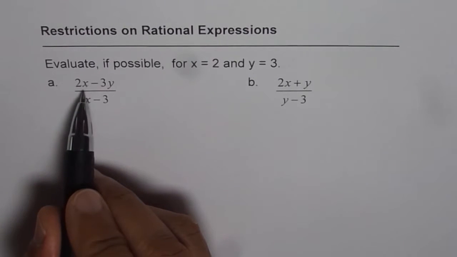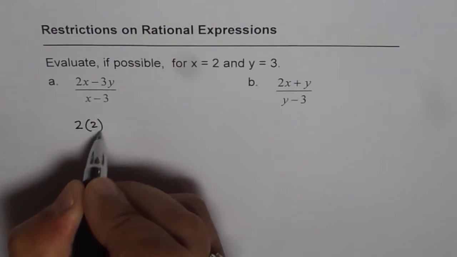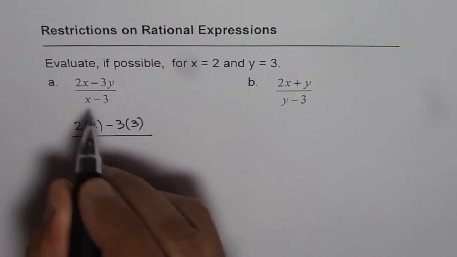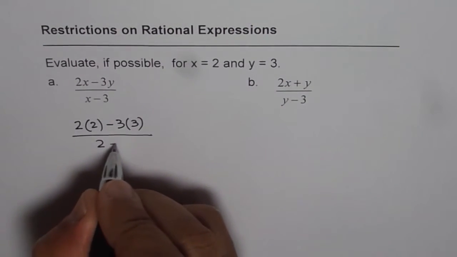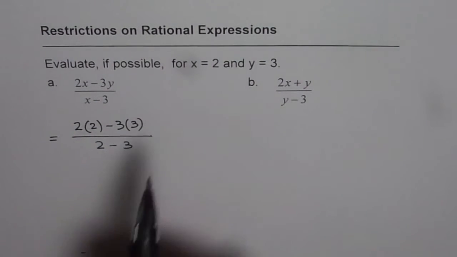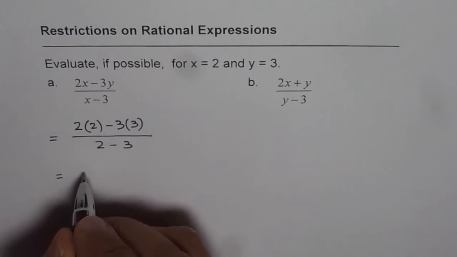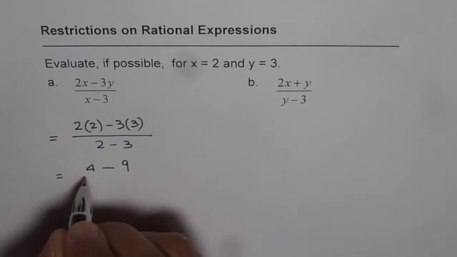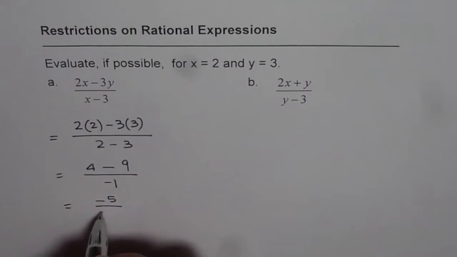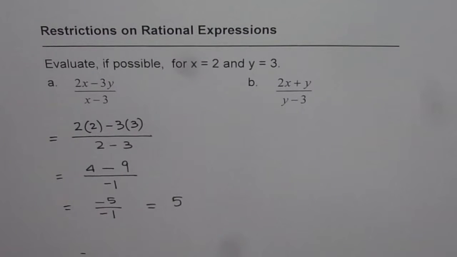Let's substitute x as 2 and y as 3 in the first expression. So we'll get 2 times 2, that is the x value, minus 3 times 3, the y value, divided by the x value, which is 2, so we get 2 minus 3, right? That is what the value should be after substituting x equals 2 and y equals 3 in the given expression. Now 2 times 2 is 4, minus 9, divided by minus 1, and that gives us minus 5 divided by minus 1, and that is equal to plus 5. So this is our answer for the first one.